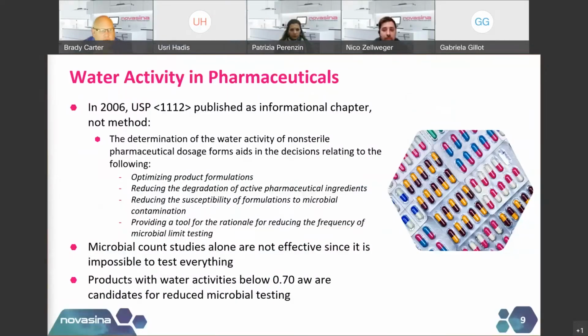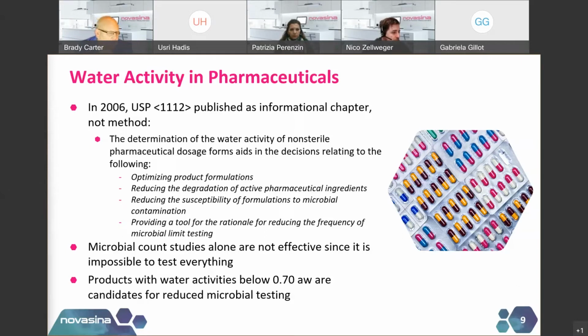For many years, water activity was not even something that you would have heard of in pharmaceuticals, up until about 2006, when the first publication on water activity was found in USP, and this was USP 1112. This was an informational chapter, not an official method. So its purpose was to introduce this idea of utilizing water activity and some of the things that you could potentially do by having water activity, but not an official method for the measurement of water activity.